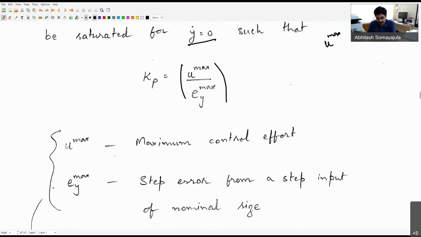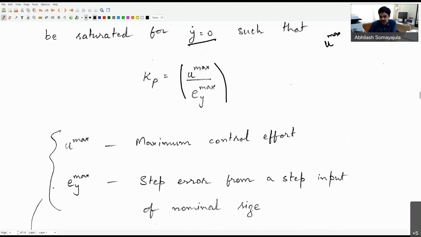And what does it represent? Ey max basically represents the step error from a step input of a nominal size. So if I give a step input to the system, what is the error which I am getting in the system? That is what I am taking as a tunable parameter. So I can basically play around with this parameter so that my gain value is more or less looking reasonable.